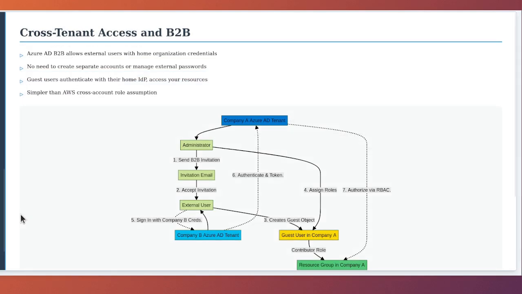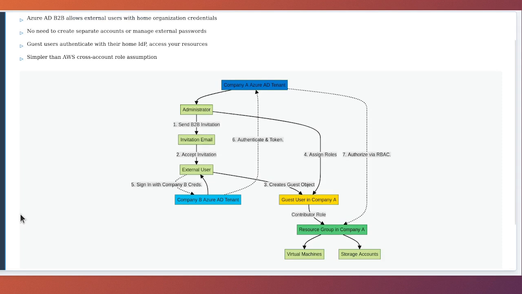Cross-tenant access and B2B. One area where Azure significantly differs from AWS is in handling cross-organizational collaboration. Azure's business-to-business capabilities, built into Azure AD, make it remarkably easy to grant external users access to your resources without creating separate accounts or managing external credentials.